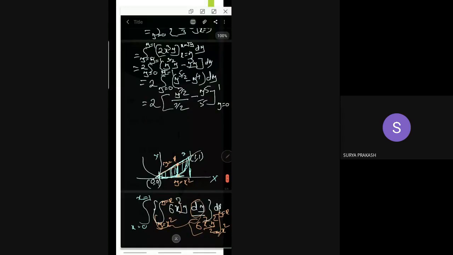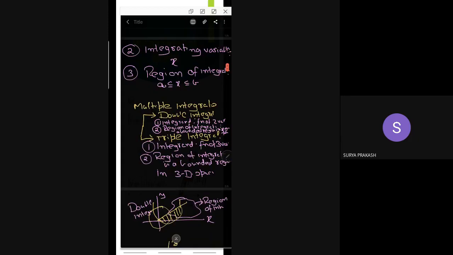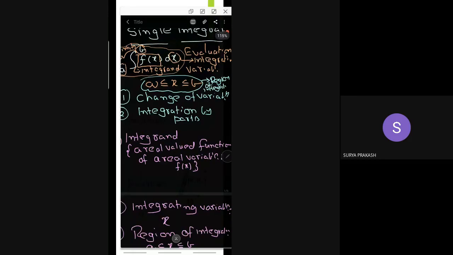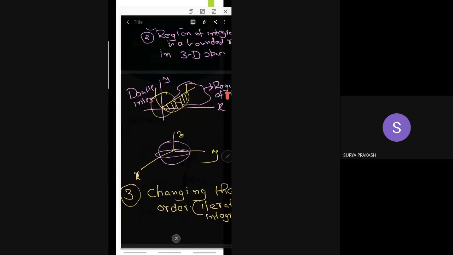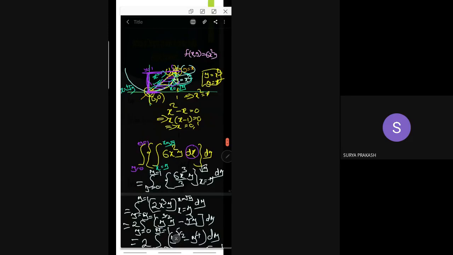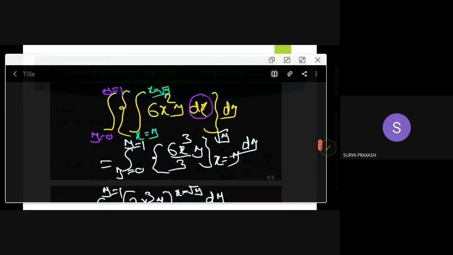So this is what I mean by changing the order. We already told you that there are two techniques here: change of variable and integration by parts, which are always there. But when you are dealing with multiple integrals, changing the order matters here. Sometimes if you choose one particular way, then you may get the answer quickly. That is the meaning here, right?